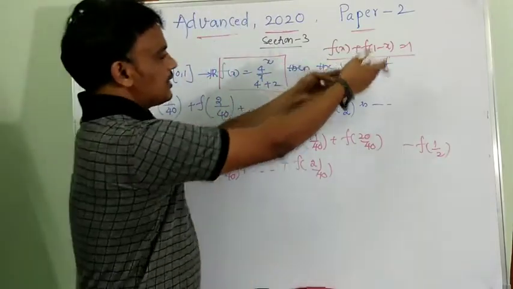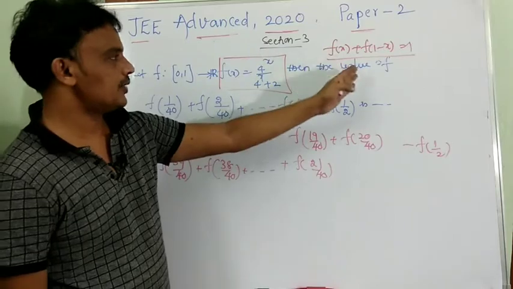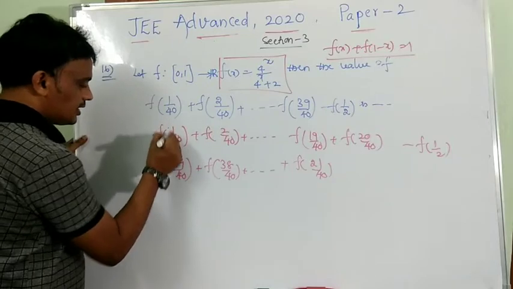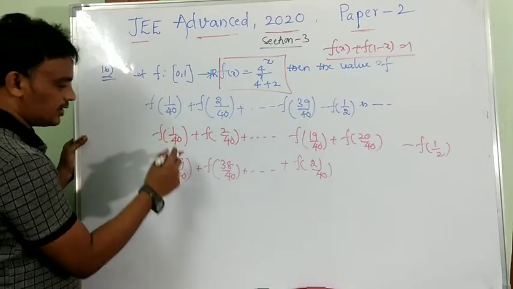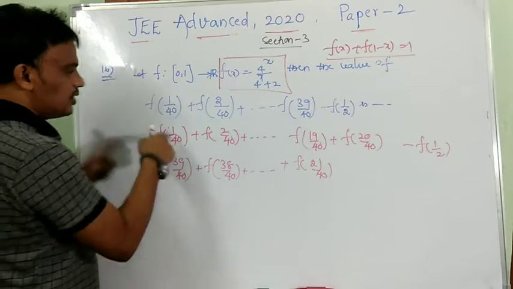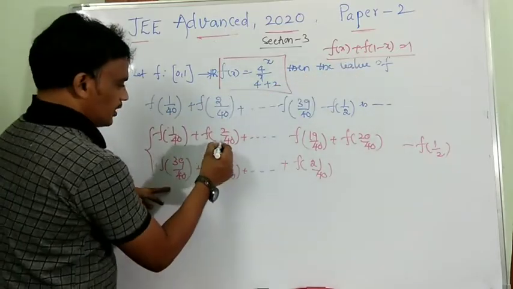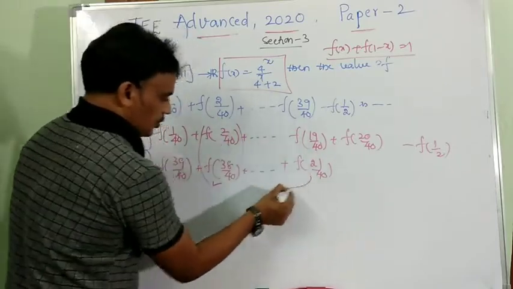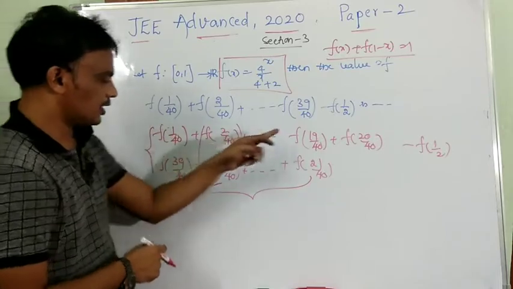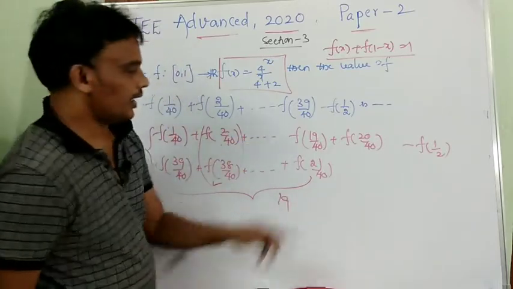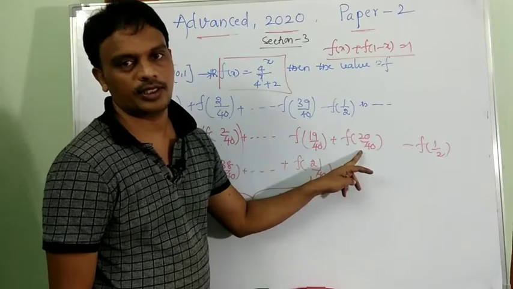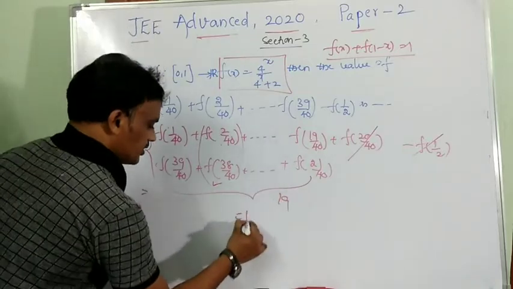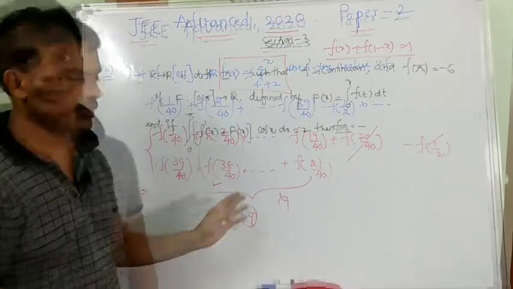Yes, now applying this condition, f of x plus f of 1 minus x equals 1. This is f of x, this is f of 1 minus x. 1 minus 1 by 40 is 39 by 40. Yes, this is one pair, which gives the value 1. And for 2 by 40, 1 minus 2 by 40 is 38 by 40. This is one pair, which gives the value 1, like this. So totally, how many values? 1, 2, 3 and so on, 19 values. And f of 20 by 40, which is f of 1 by 2, and minus f of 1 by 2, both get cancelled. Yes, very simple problem. What is its value? It is 19.